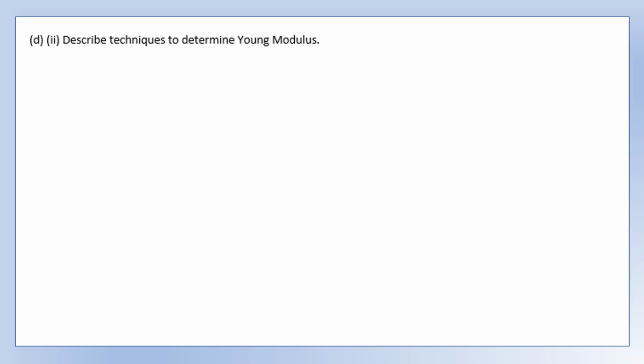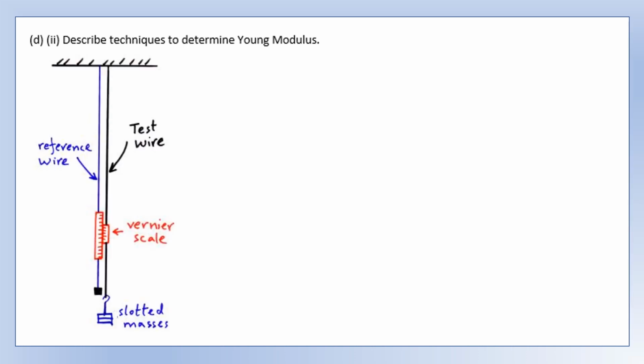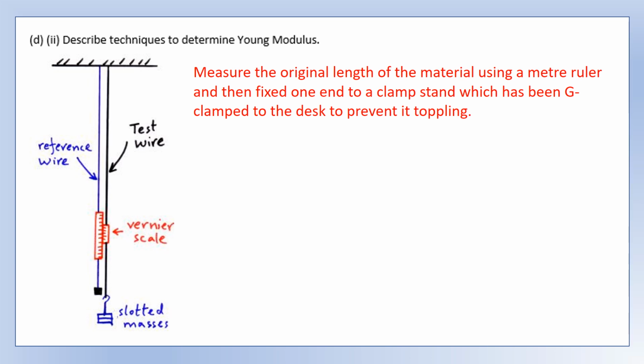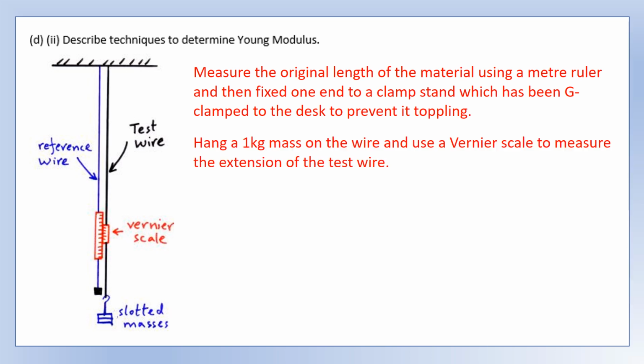So then we can look at techniques we're going to use to determine Young modulus. We could use a similar method to the one we used before, but typically we use a slightly different method. We'll use a vernier scale as a way of measuring the extension. Essentially how this works is you compare your test wire to a reference wire and directly measure the extension using the vernier scale. Again, we'd need to measure the original length, probably using a meter ruler. And again, we're going to need to clamp our system so it's not going to topple over, because this is probably all fixed to a G-clamp, unless you've got a clamp stand or something better.